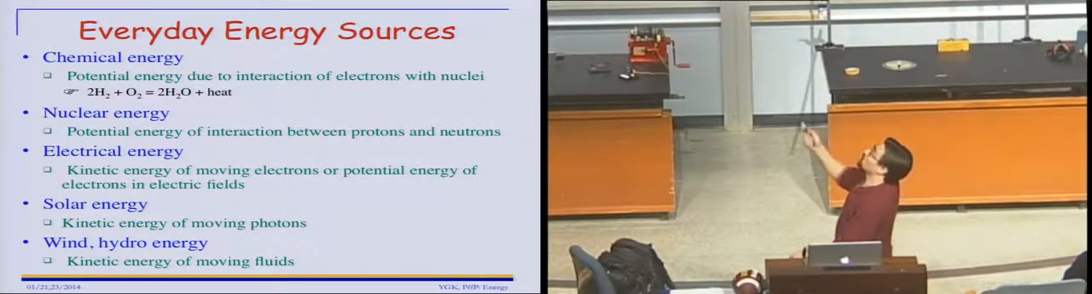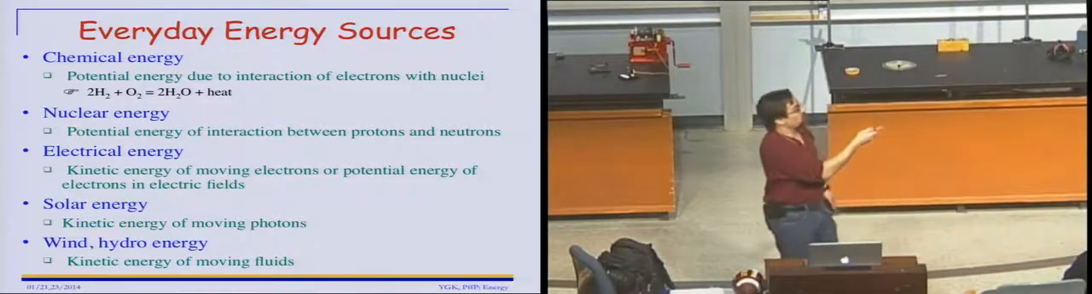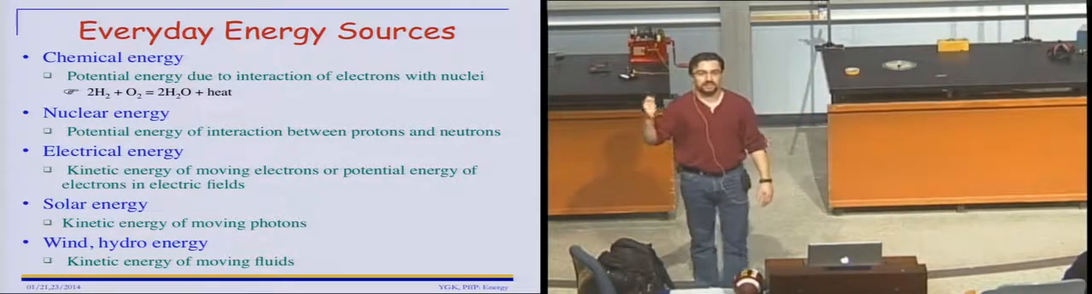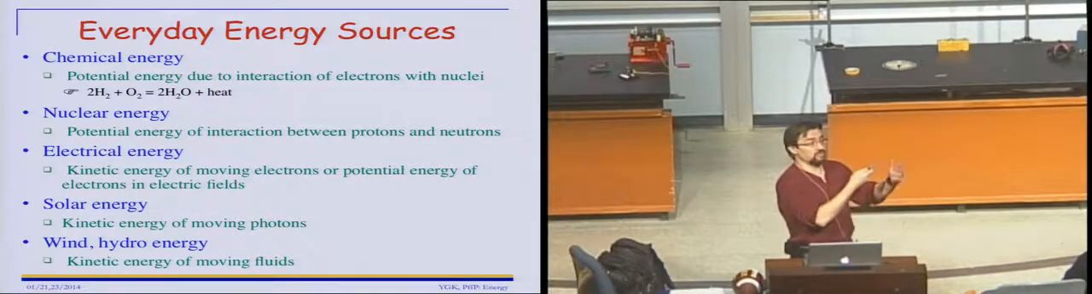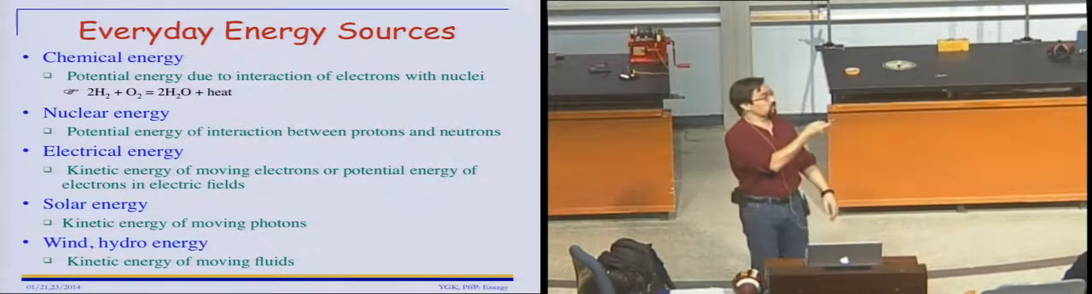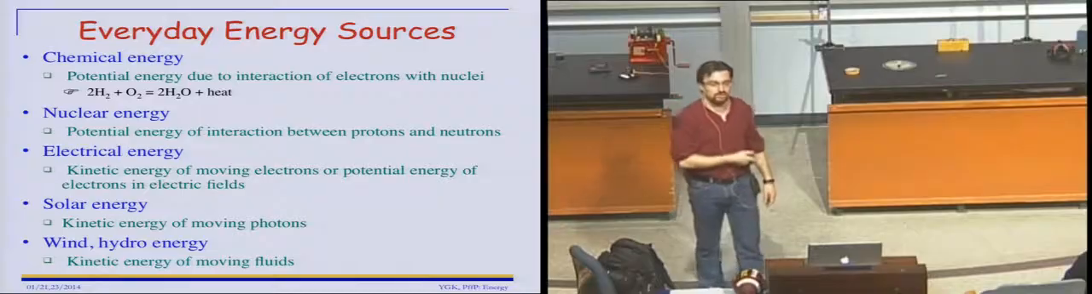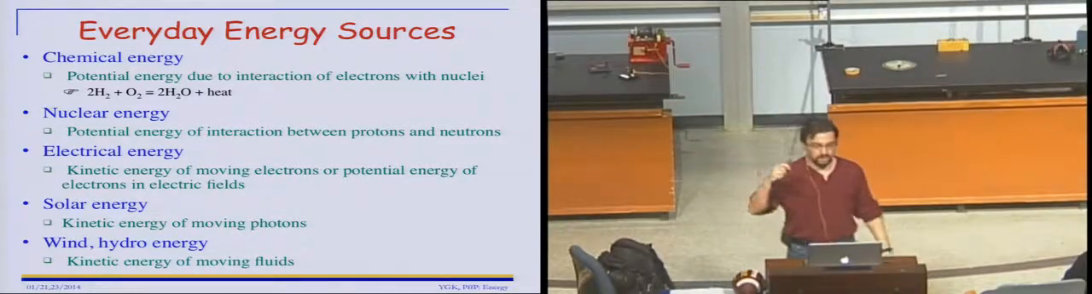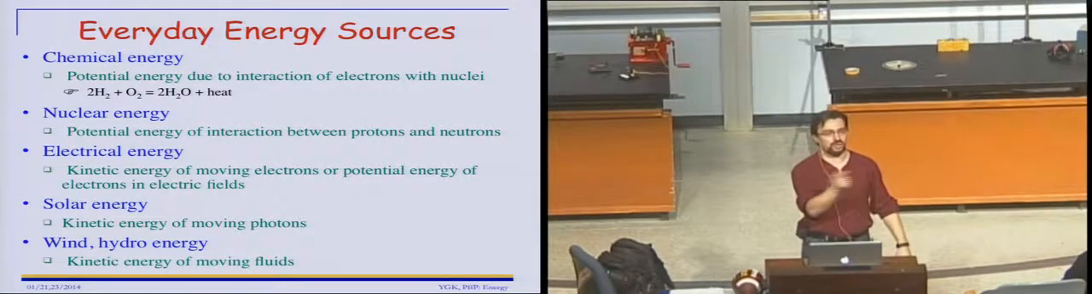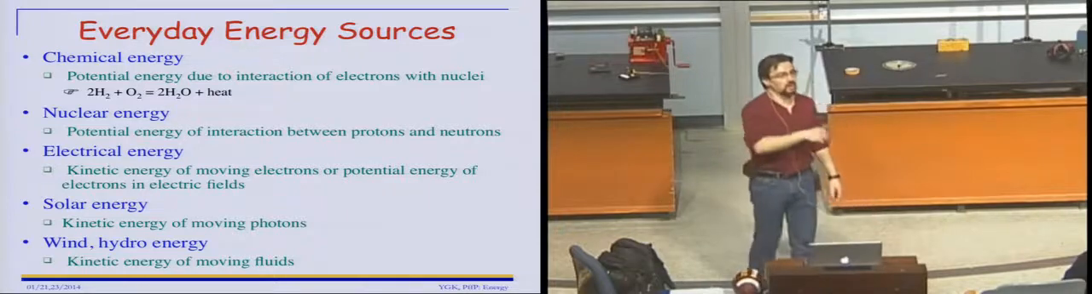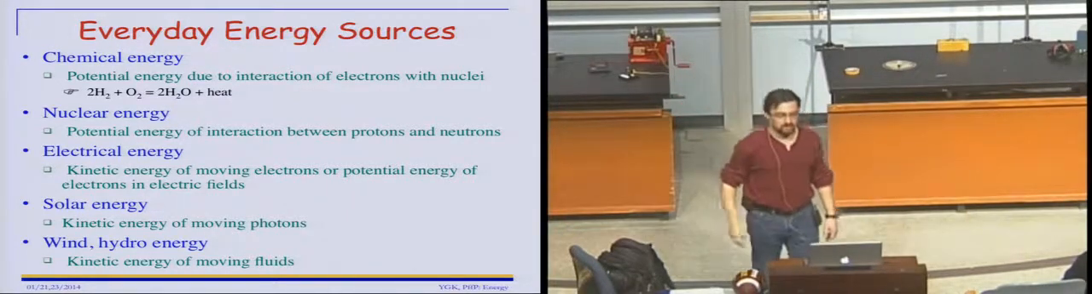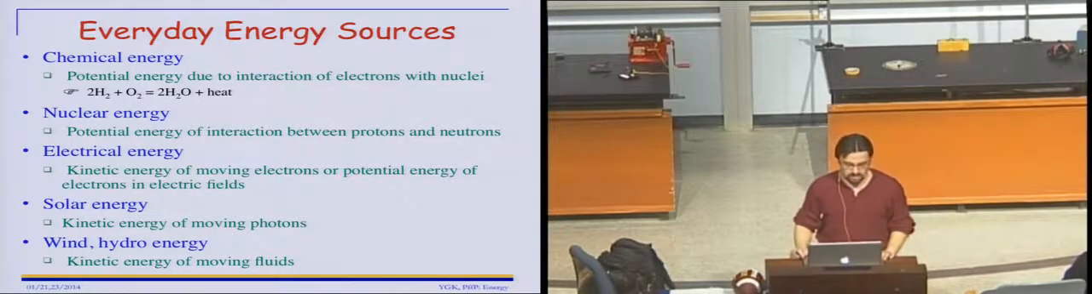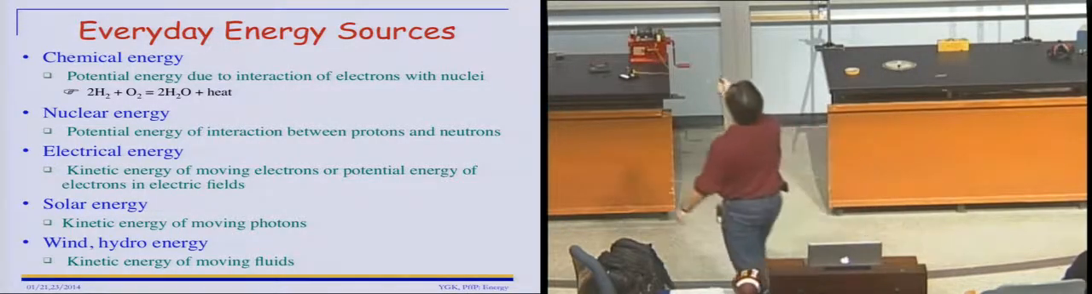We know about electrical energy. These are examples. I push the laser pointer and something happens. Electrical current flows, and that electrical current can be converted into kinetic energy of moving photons that you can observe. Electrical energy is the kinetic energy of moving charges, moving electrons in a wire, or sometimes moving ions in plasmas or in semiconductor devices. We know solar energy.